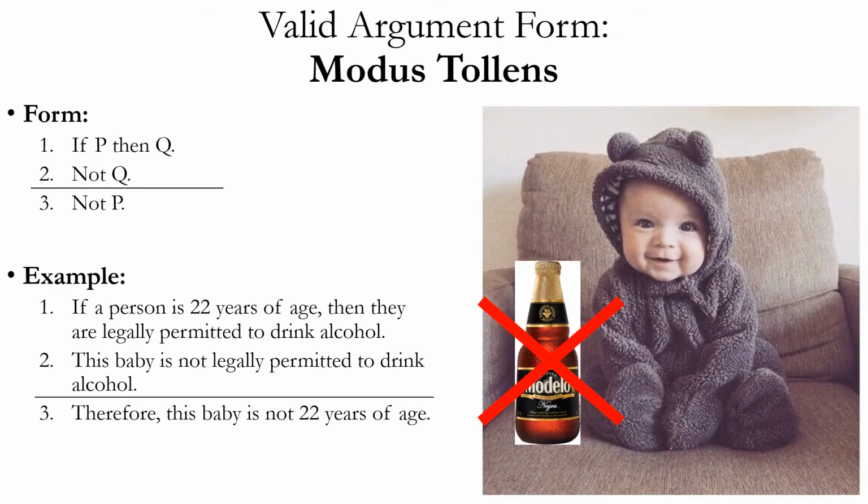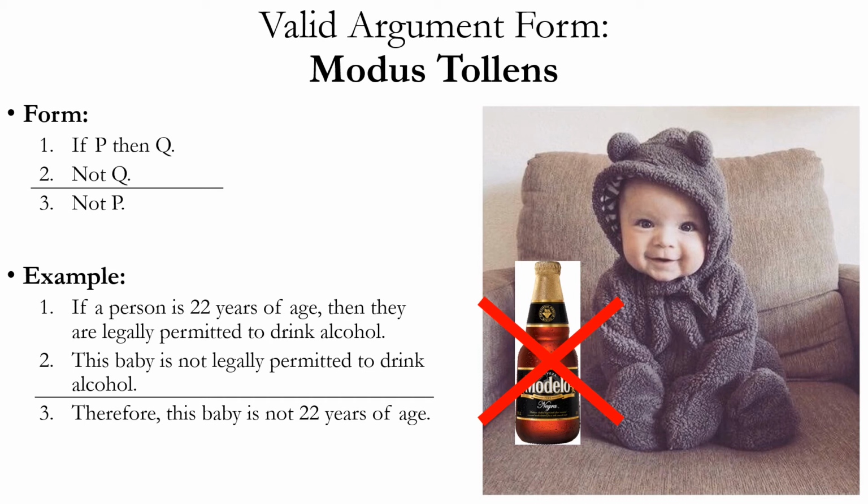Another example of a valid argument form, modus tollens. This has the general form, if P then Q, not Q, therefore not P. Here's an example. If a person is 22 years of age, then they are legally permitted to drink alcohol. This baby is not legally permitted to drink alcohol. Therefore, this baby is not 22 years of age.